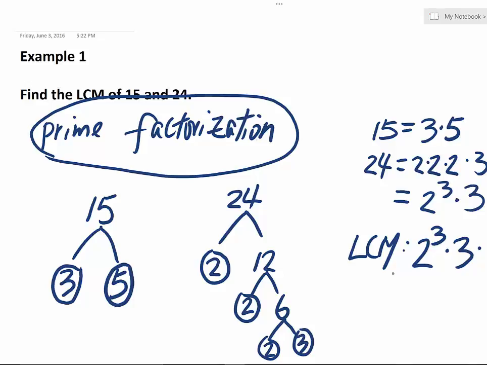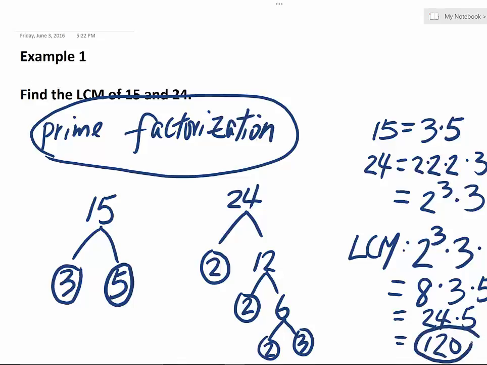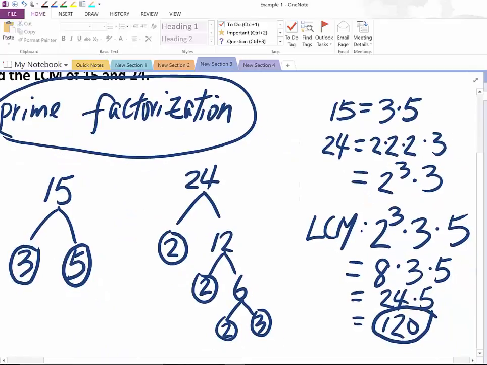So eventually we end up with 8 times 3 times 5. 8 times 3 is 24. 24 times 5 is 120. So my LCM is 120. All right, so that's example number one.